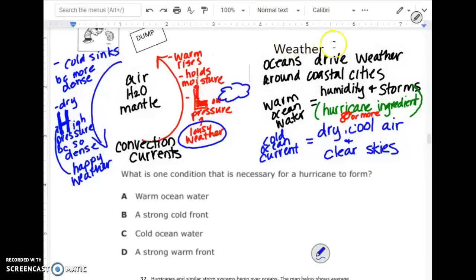All right, oceans also drive weather, especially around coastal cities. If you have a warm ocean current like we do here in the Gulf of Mexico, that extends all the way to Florida and the East Coast, really, and that holds a lot of humidity, and you have the majority of your storms there. That is the number one ingredient for a hurricane: warm ocean water. In fact, you need at least 80 degrees or more for it to even have the potential of being a hurricane. And hurricanes all start on the East Coast, really.